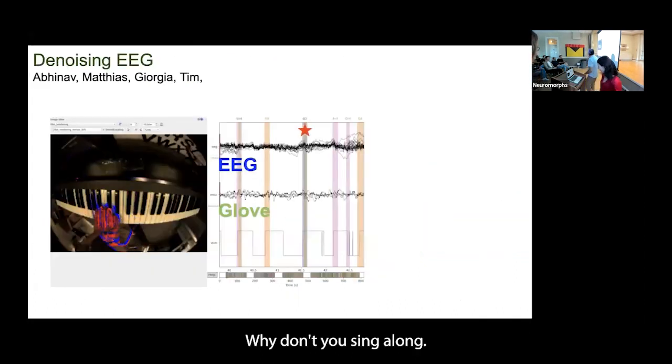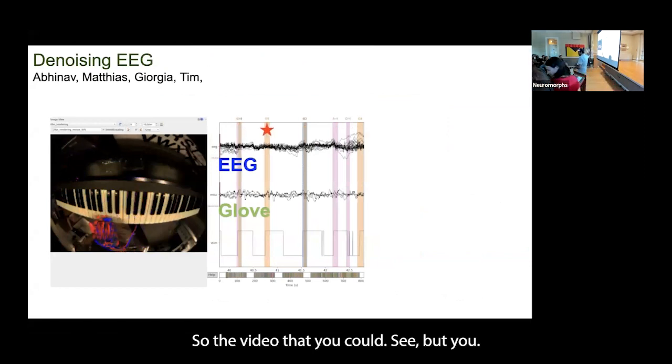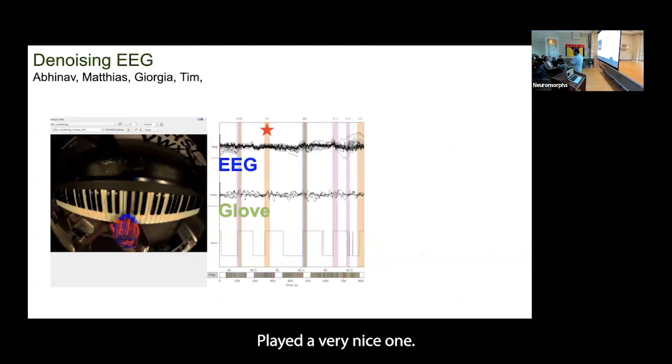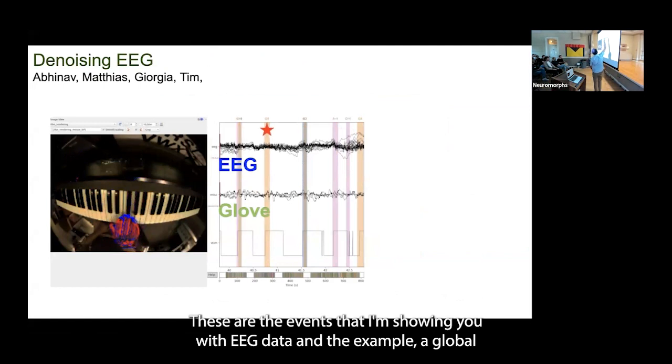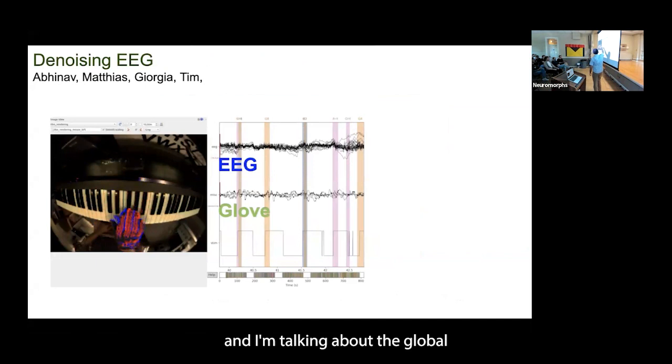So the video that you were seeing with Wendy playing a very nice tone, that's not how pianists usually play. They go a little more dynamic. And this is Matthias's hand being tracked by a camera from the control group. As he's hitting these notes, these are the events that I'm showing with EEG data. And there's also a glove with an IMU on it that we're tracking.